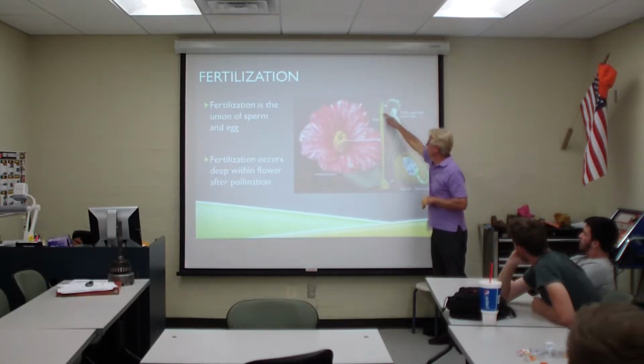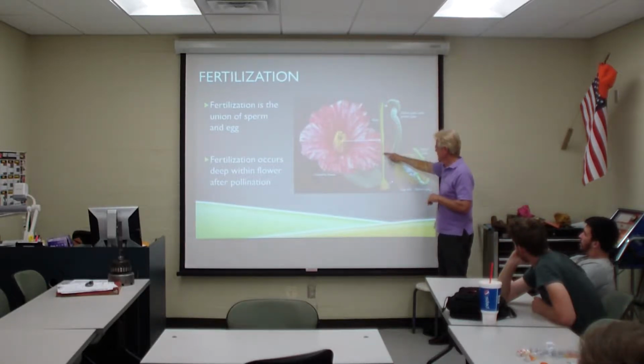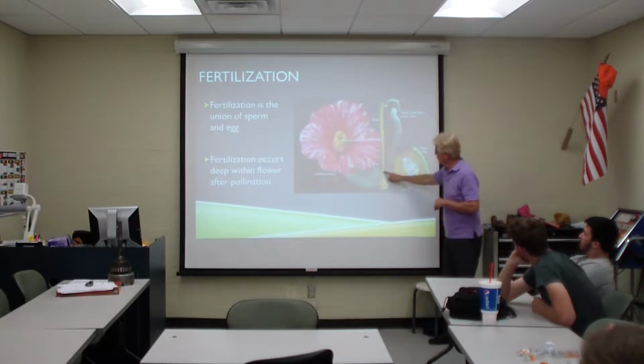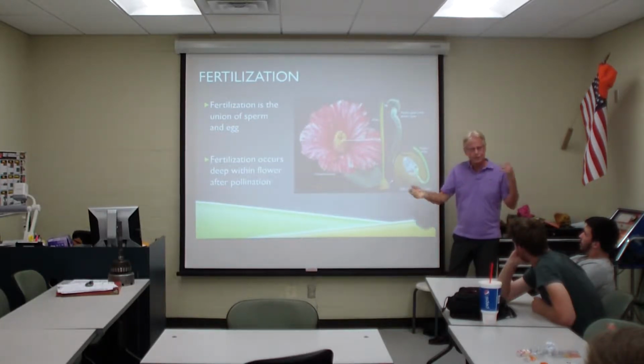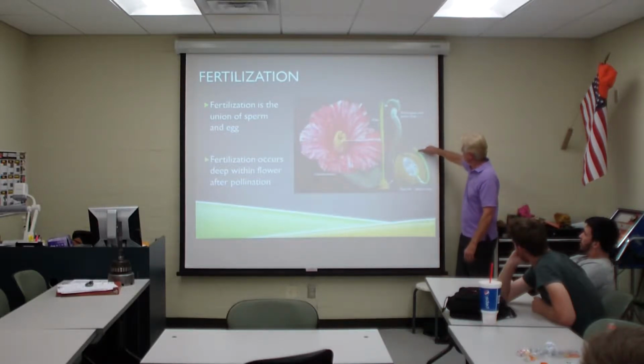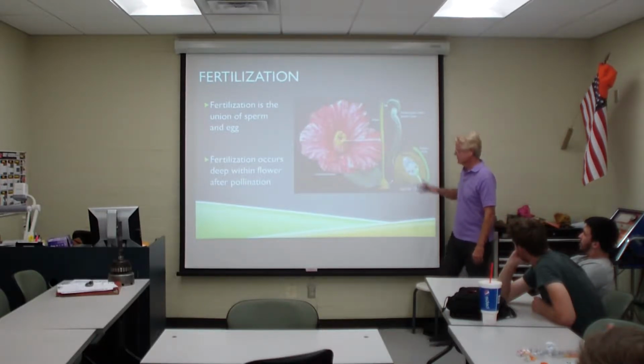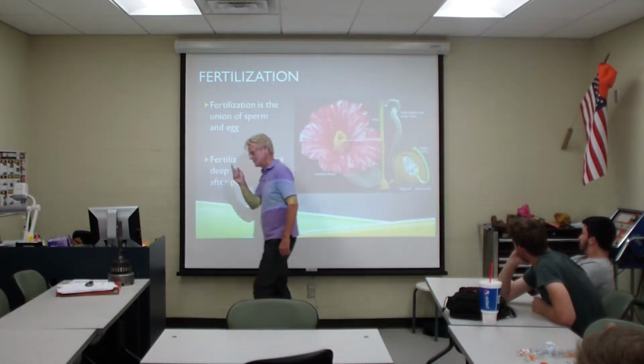and it develops a tube. It goes all the way down through the ovary, just like a woman has a fallopian tube. This serves the same purpose. And as it comes down, it enters the ovary, and what happens in here is called a double fertilization cycle. So there's two nuclei inside.